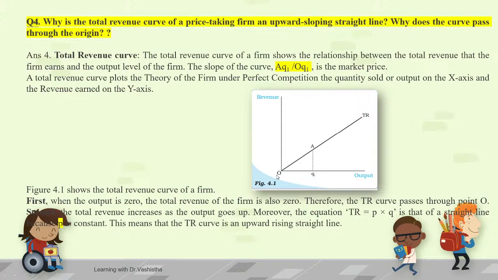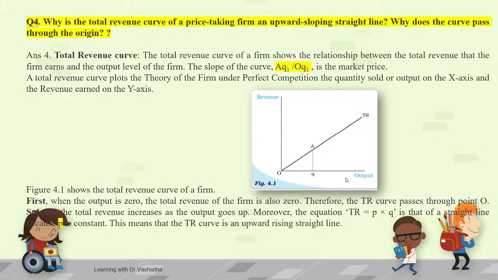So that is why the total revenue curve passes through the origin, this point O, as you can see here. Now secondly, when the total revenue increases, it increases along with the output increase.